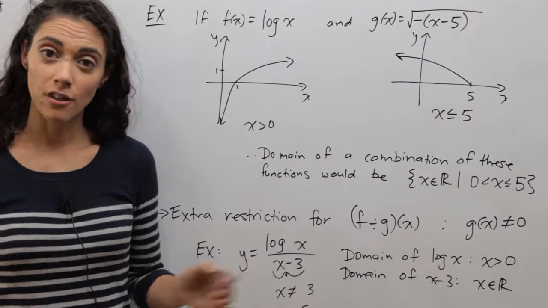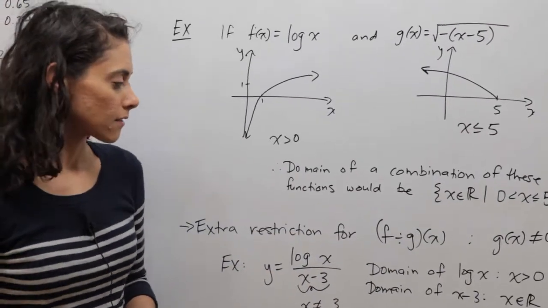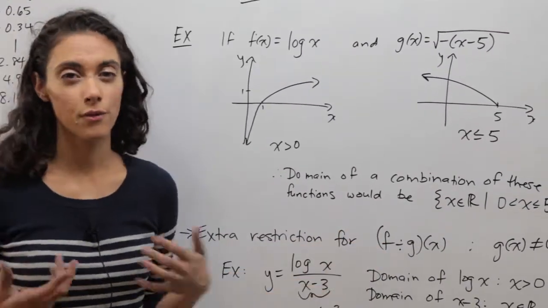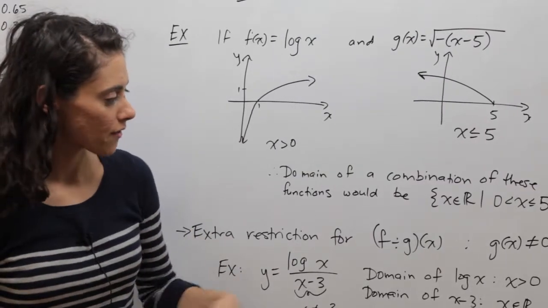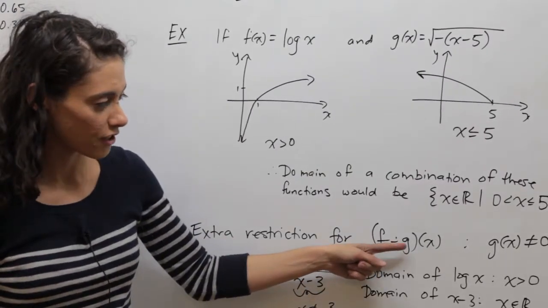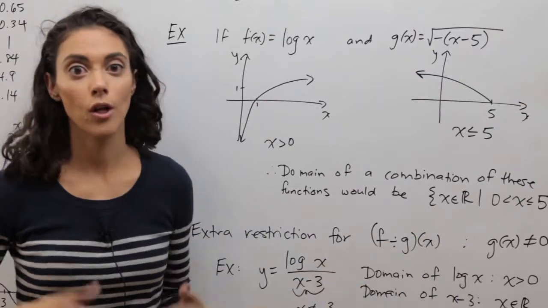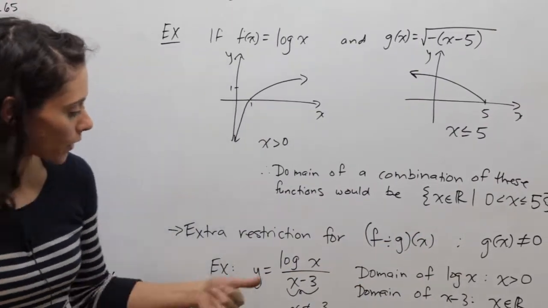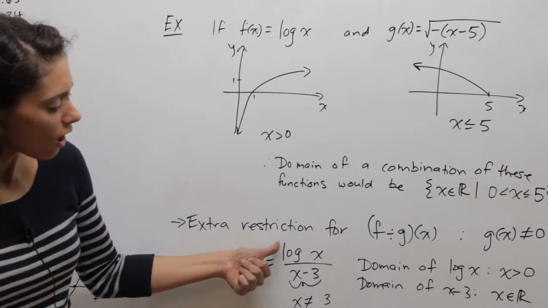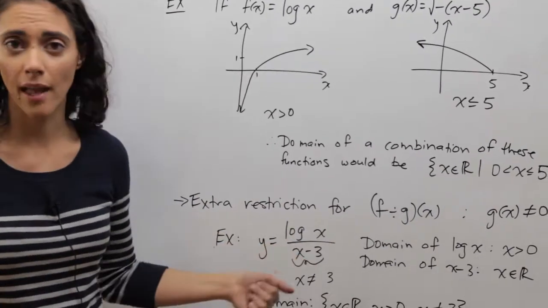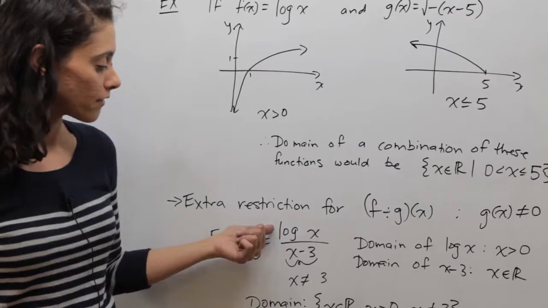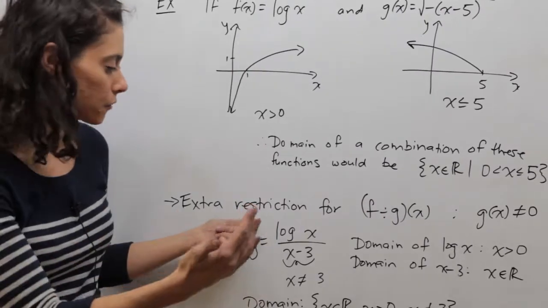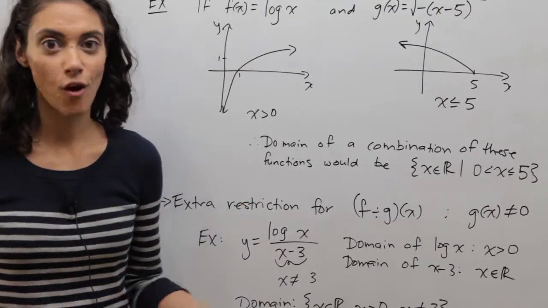When we do quotients of functions, there's one extra thing you need to keep in mind. Because you'll have a denominator, you're dividing by some function, you have to make sure that the second function, what I called g of x, never equals 0. We always do that with rational functions, make sure the denominator doesn't equal 0. So again, an example, I've decided to take log of x and divide it by x minus 3. The domain of this, once again, is x greater than 0. The domain of a line, again, is all real numbers.